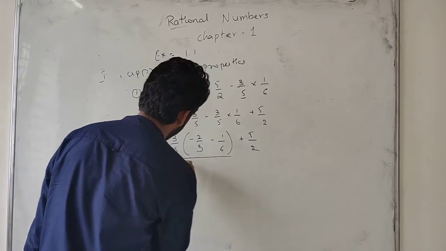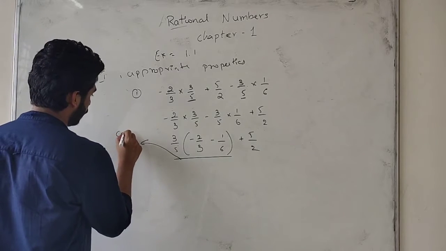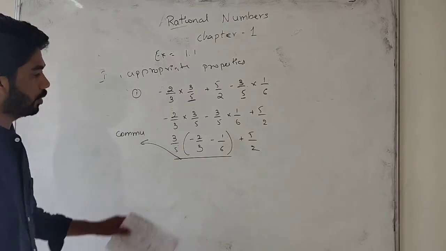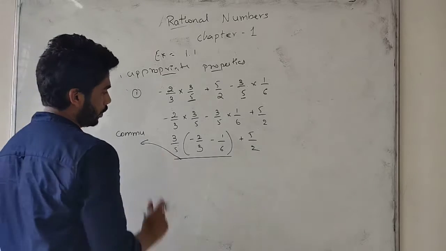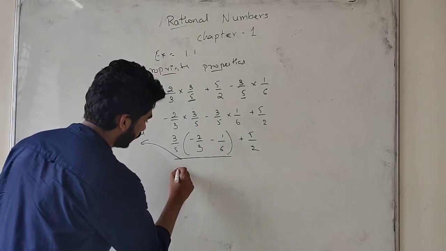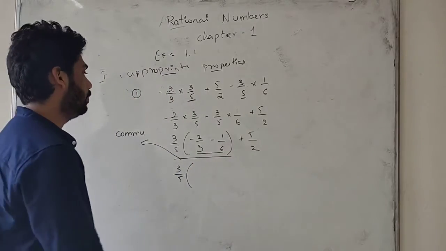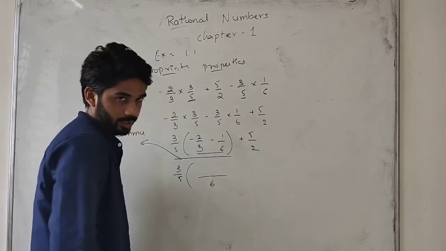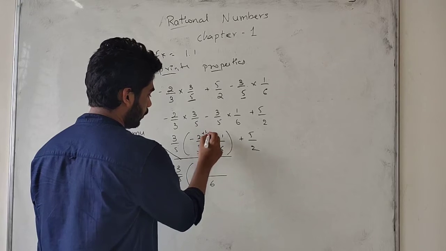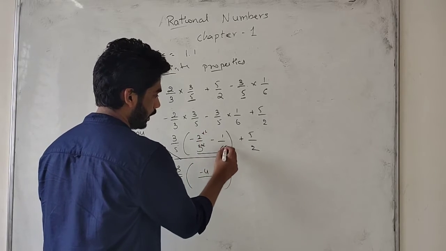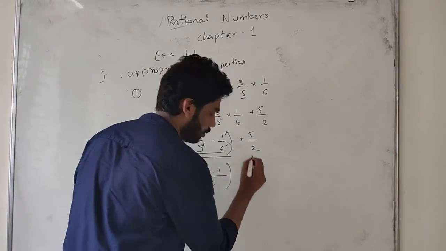So friends, which property is this? This is the commutative property. By using appropriate properties I am solving this one. Further, if we solve this, we get 3 by 5 into, take the LCM of 3 and 6. The LCM will be 6. After that, 6 divided by 3 is 2, multiply: we get minus 4 and minus 1. Then 6 into 1, anything multiplied with 1 stays as it is, plus 5 by 2.